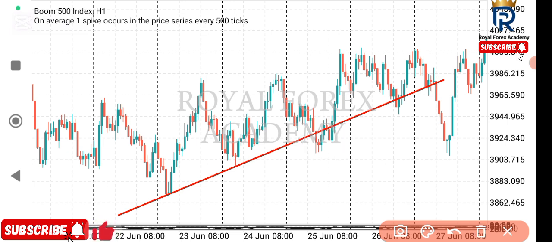Because there are some of us that, immediately price pulls back to our trend line, we don't even wait for a confirmation. We just buy. Immediately price touches the trend line, we just put our buy trade. Or maybe we have a pending order. Once price touches it, it gets activated. It is a very, very wrong way to trade. You must wait to get a confirmation.